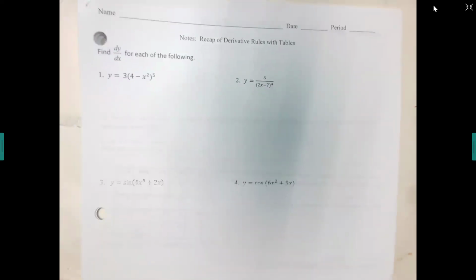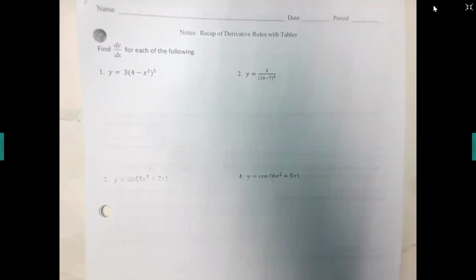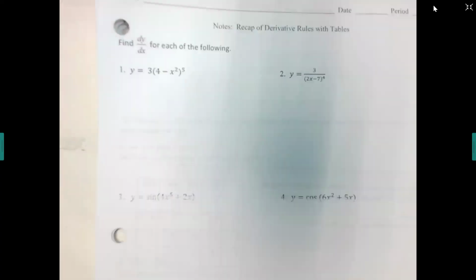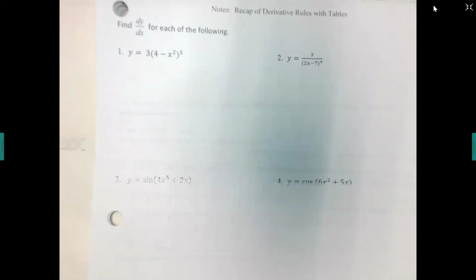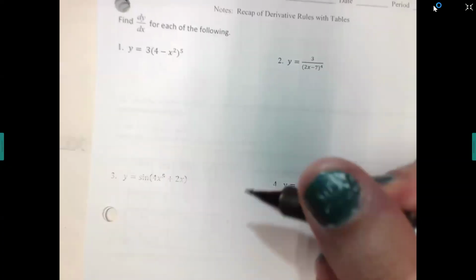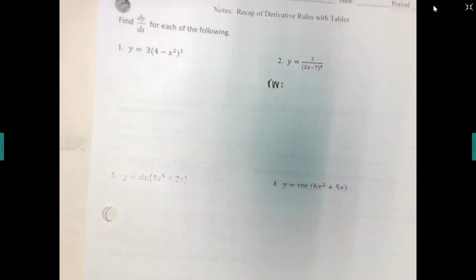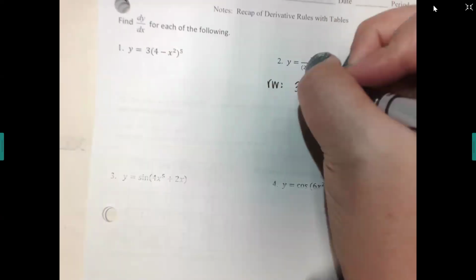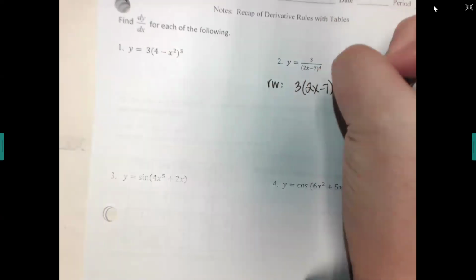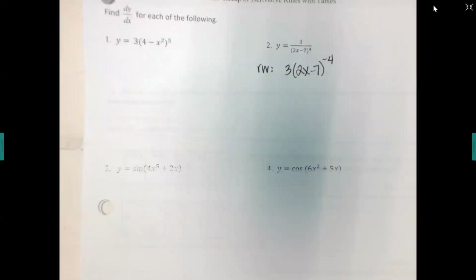Number 2 is an advanced derivative because it requires a rewrite. What rewrite would I need to use on number 2 for a 4th power on the bottom? -4. A -4, very good. So put RW. The 3 stays in the front. Your 2x minus 7 is to the -4 power.